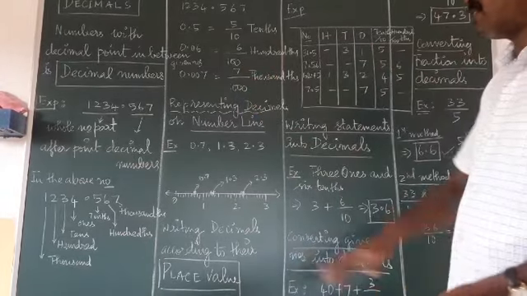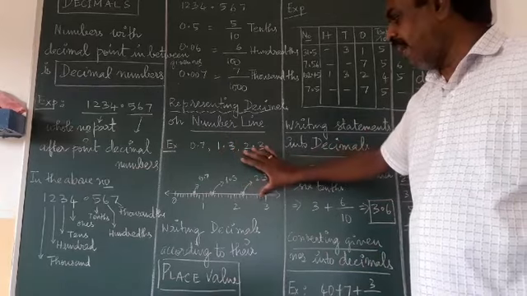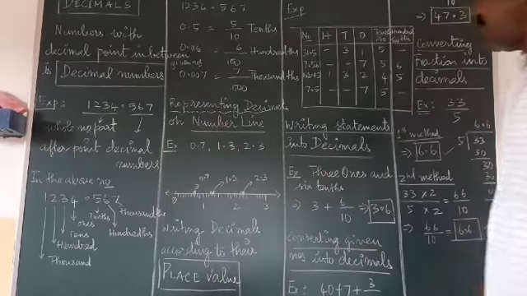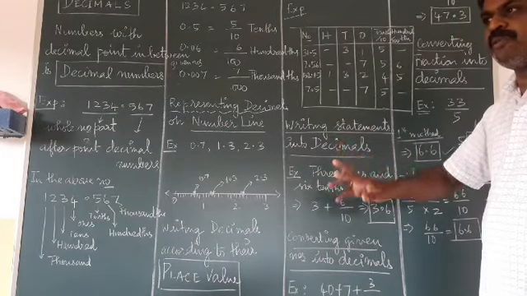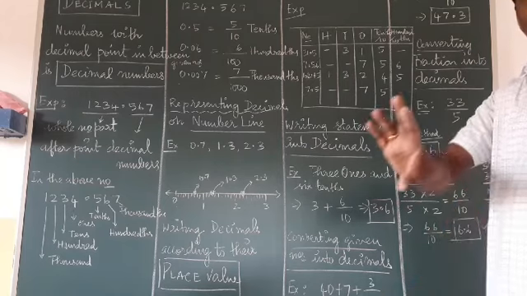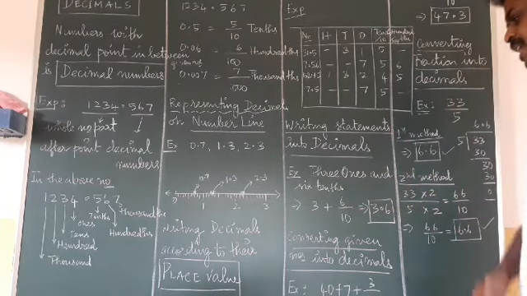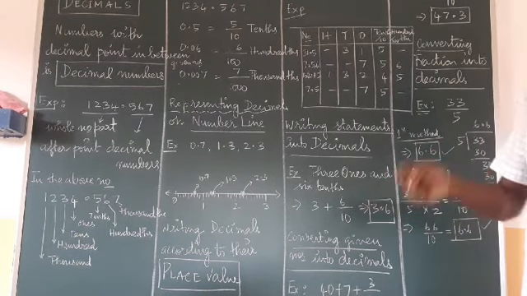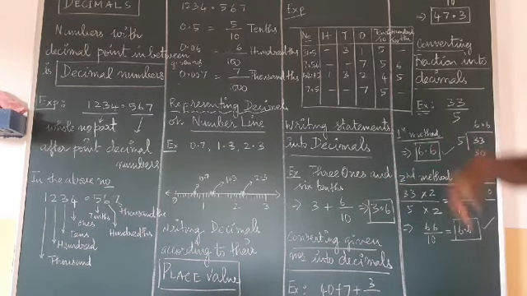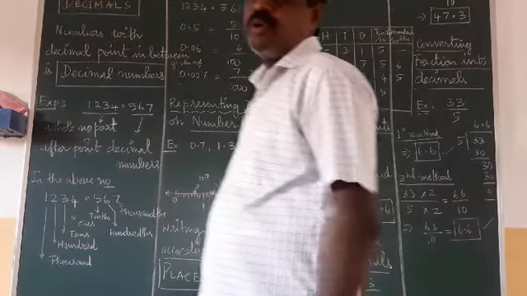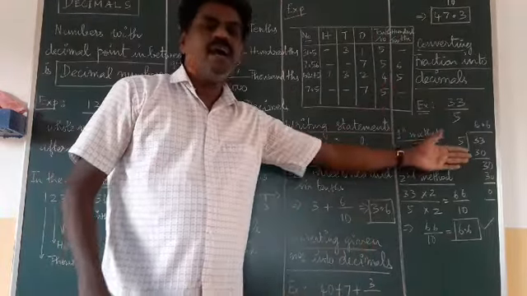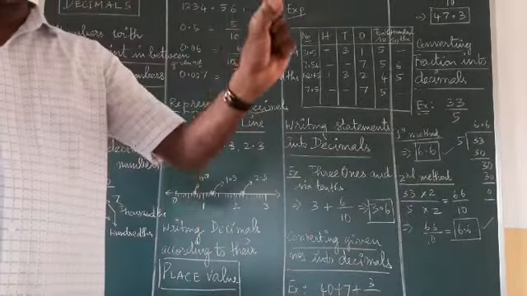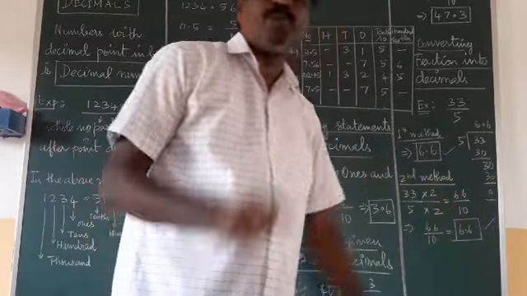Then we have seen how to represent the decimal number on the number line, and what the place value of the decimal number and the whole number part is, and writing a statement into decimal. One statement will be given in words, converting the statement to a decimal number, we have also seen. And converting the given number, some whole number, some fraction number is given, how to convert into a decimal number, that we have seen, and converting a fraction into a decimal. One is dividing, or another one is converting the denominator into 10 multiples and putting directly, however many zeros are there, that many places the point we can put.